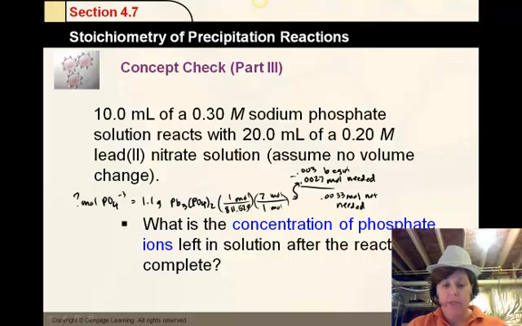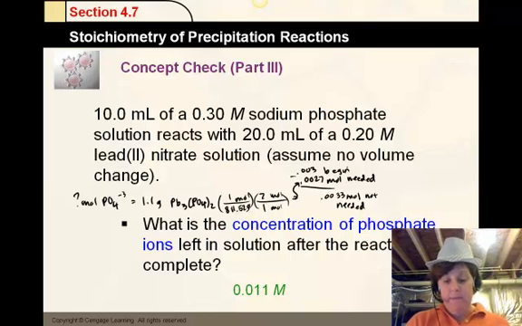So then what we do is we take the number of moles, which in this case is 0.0033, and we divide it by the volume, which is 0.03, which we talked about earlier. And when you work it out, you get 0.011 molar. That's the concentration of the phosphate ions that are not in the solid.